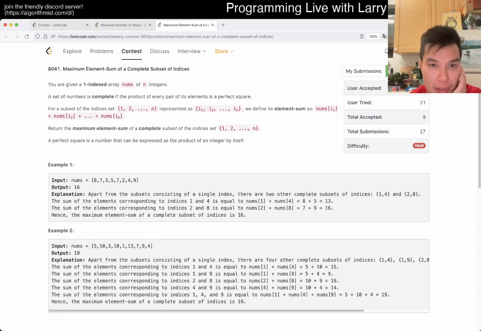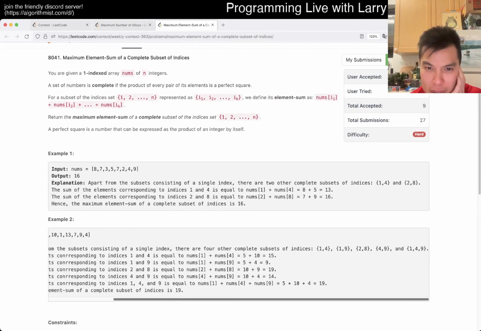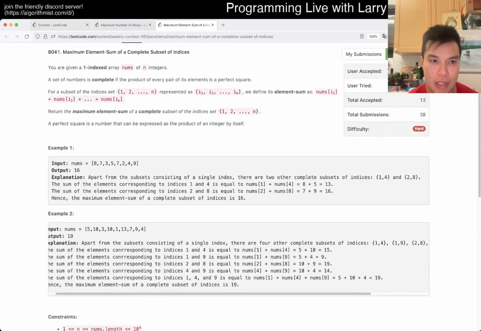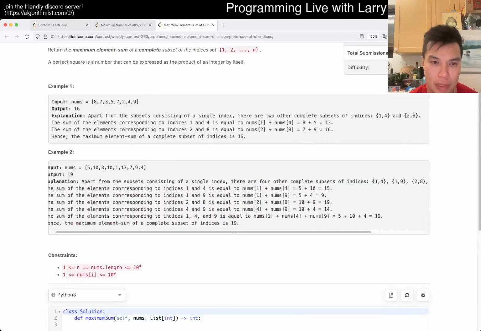The product of every pair of its elements is a perfect square. One and 4. Is it just the indexes? I don't get it. So we only care about indexes. It's very confusing. And then we're trying to maximize this. Okay. So then now, what am I doing?